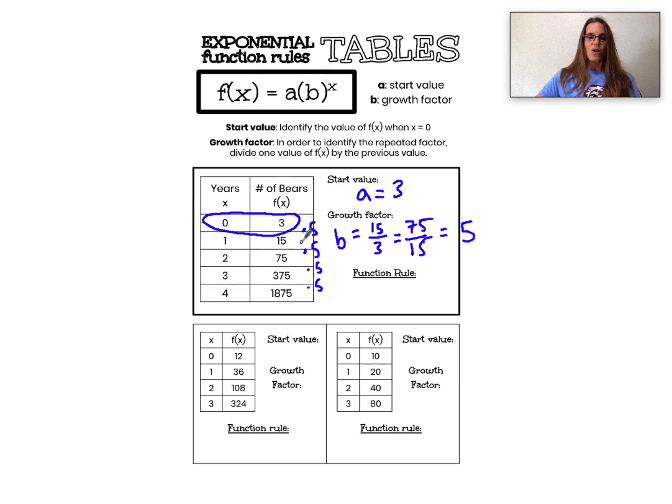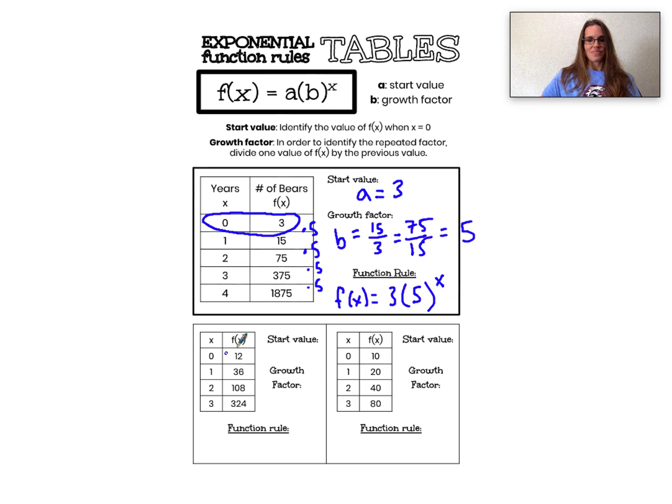To get from one row to the next, when x is going up by 1, y is multiplied by 5, times 5, times 5, times 5. I can now write my function rule because I know A and I know B. To write my function rule, I write f of x equals 3 times 5 to the x power. My variable is in my exponent. That's what makes this an exponential function rule.